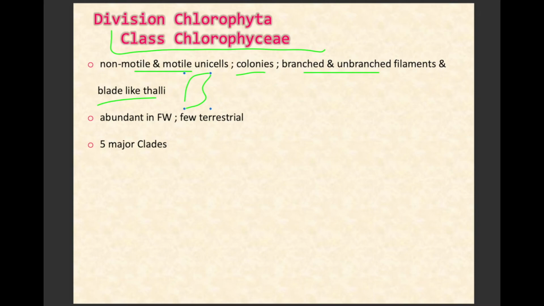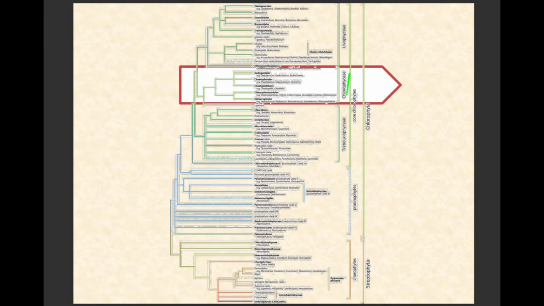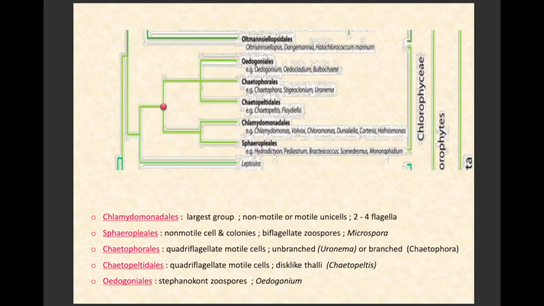These are usually, your chlorophytes are very abundant in fresh water, but there are also few representatives in terrestrial environment. We have 5 major clades na pag-uusapan dito, so tingnan natin sila. Itsura nila, ito sila, again, an enlargement of that is right here. So, ayan yung ating mga Chlorophytae.